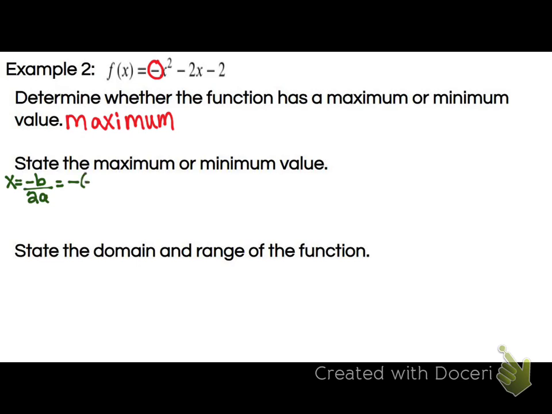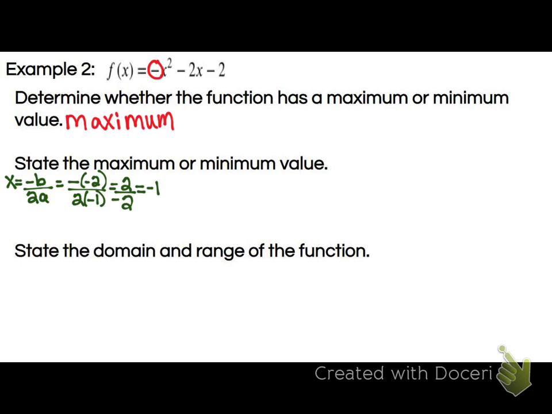Negative 2. Divided by 2 times what do I substitute for a? 1. Negative 1. Negative 1, yeah, don't forget that negative 1. Okay, so what's negative times negative 2? So what do 2 negatives equal? Positive 2. Okay, and then 2 times negative 1? Negative 2, okay. Then divide them out. 2 divided by negative 2 is? Negative 1. So the x value is negative 1.